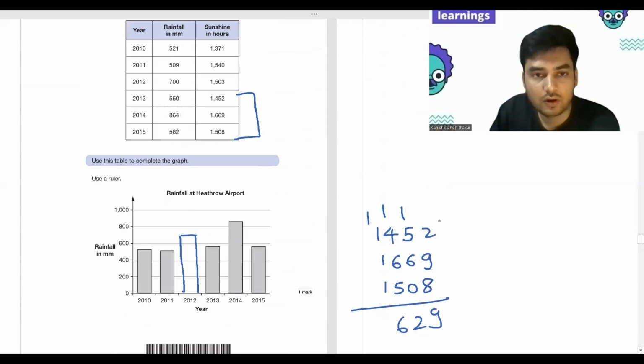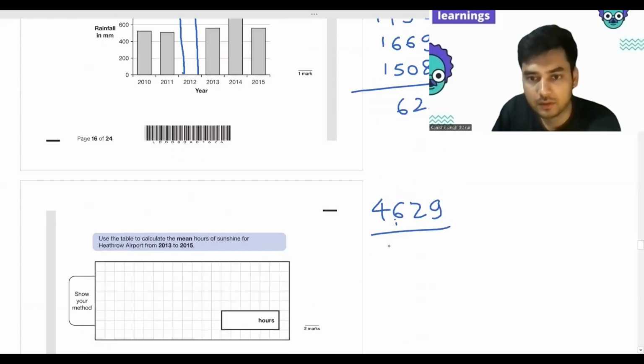4629. This is for what? For 3 years, and you have to divide this by 3. Okay. So this would be the mean. Total sum divided by how many numbers you are having. So 3 ones are 3, 5, 3, 4, and 3. So 1543 is your answer.